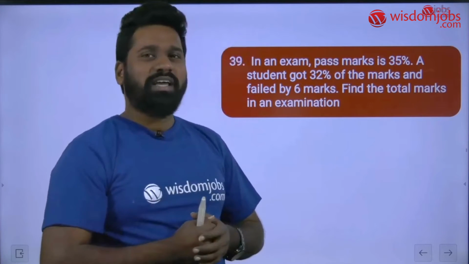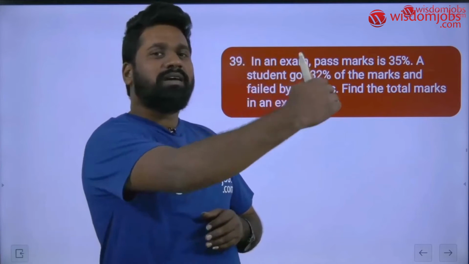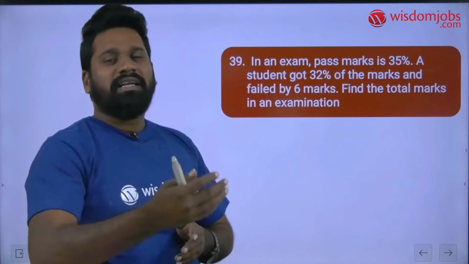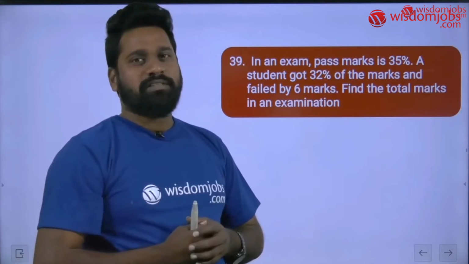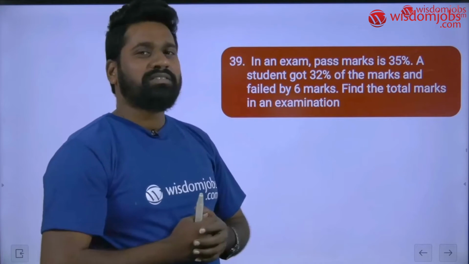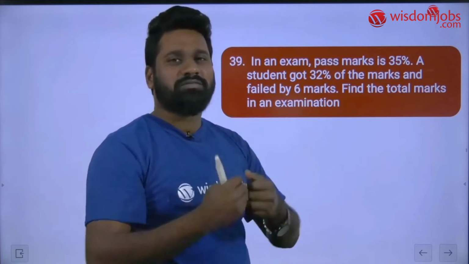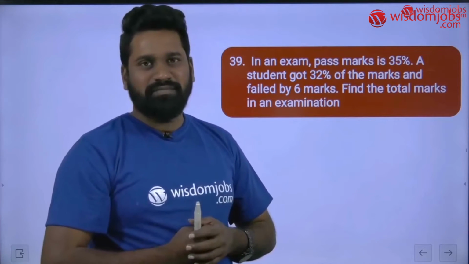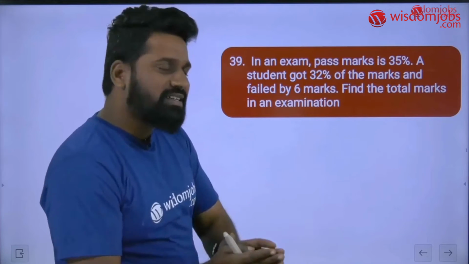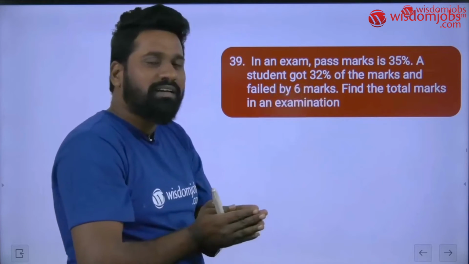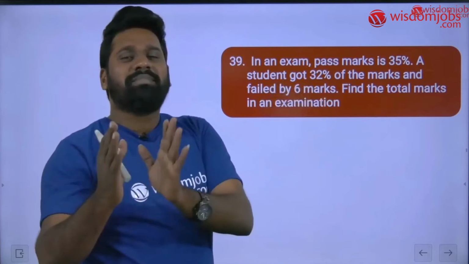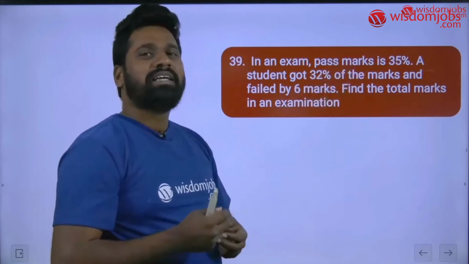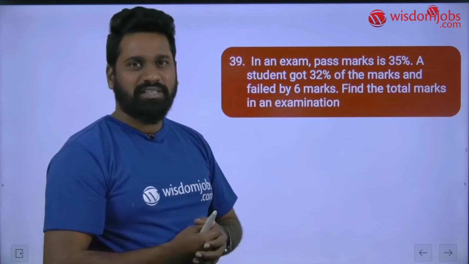One thing you can observe here: if you add those 6 marks to the student, then he will become pass. Is it clear? Because he failed by only 6 marks. Now I am adding those 6 marks to the student, then he will pass the examination. If you add those 6 marks to this 32%, that indicates 35% of the marks, because 35% is the pass percentage itself. Is it clear, all of you?